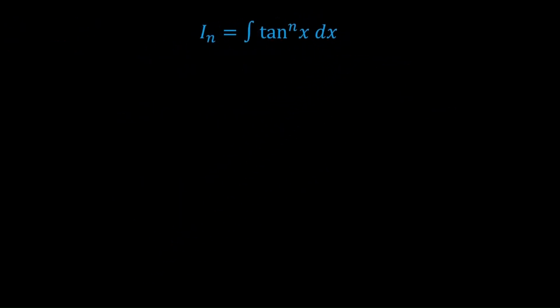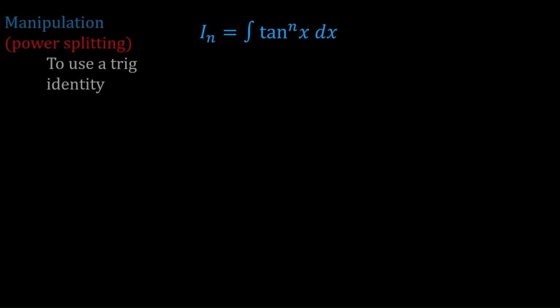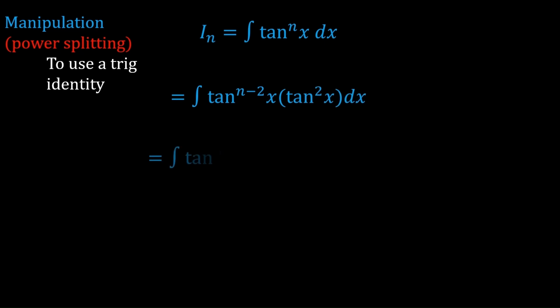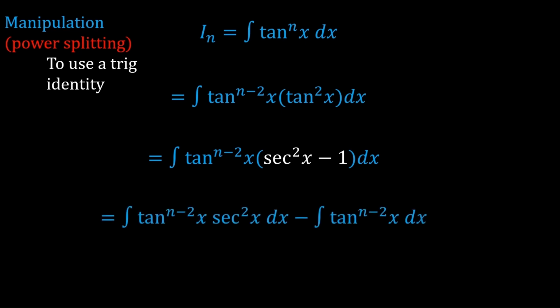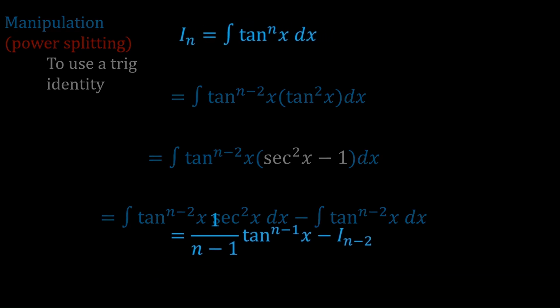Once again, we have something to some power. So we might want to do power splitting. We do a power split of 2, and that's because we can now use a trig identity. So now when you expand this out, this first term is integratable quite easily. You should be able to do this without u sub. It's just a reverse power rule. The second term is just In minus 2, and just like that, we're done.